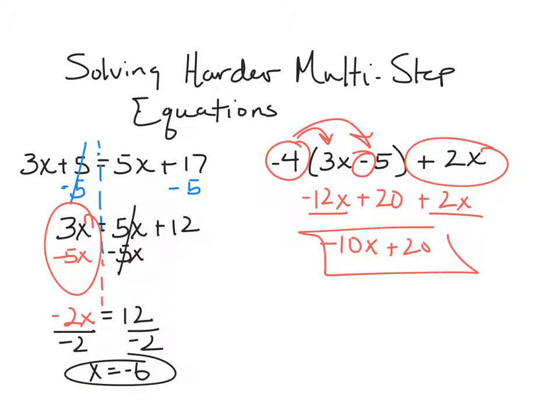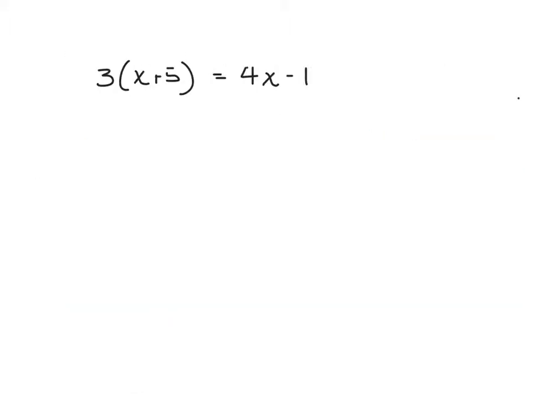All right, so let's merge this now into something new and a little bit harder. So your teacher may have started off light with this one, which is just the distributive property equal to something. So you go ahead and distribute. Okay, remember, it's just sharing it equally amongst multiplication. So that's 3x plus 15 equals this 4x minus 1.